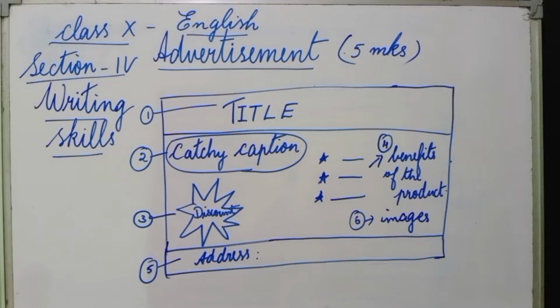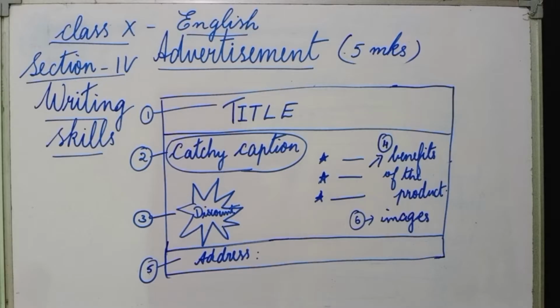Second point is you can write a catchy caption related to the topic. Third, you can write offers or discounts that are available. Fourth, benefits of the products or available products. Fifth, address. It might be given in the question paper or you can write on your own. That is a complex or a building name, a street name, name of a place, phone number or website ID or email ID. Then the sixth, you can draw some images related to the product.